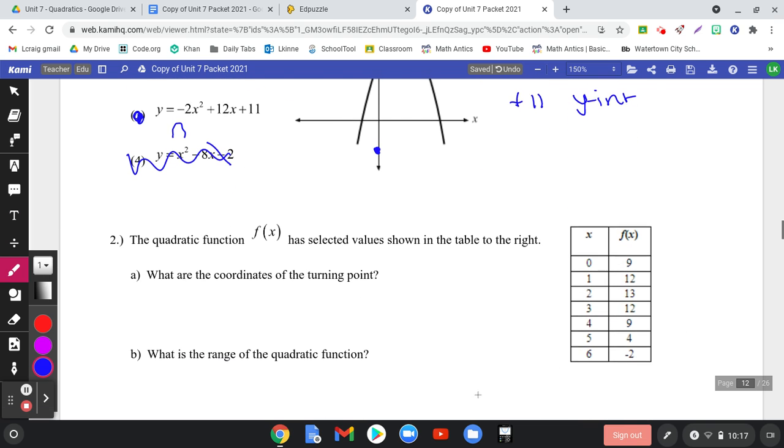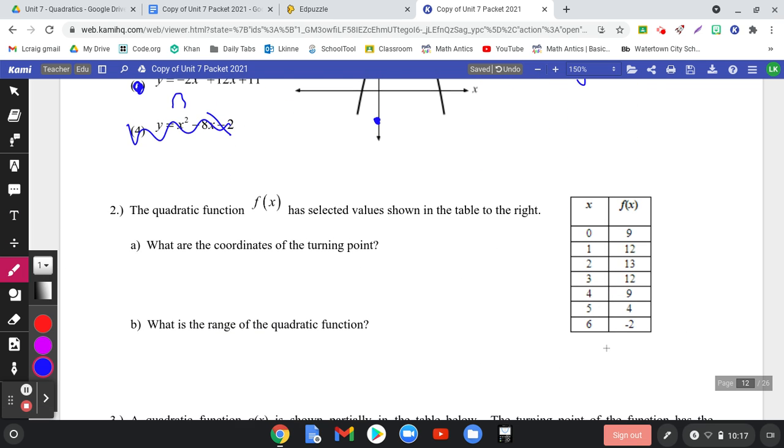All right, the quadratic function f of x has selected values shown in the table. It says, what are the coordinates of the turning point? Remember, when you're looking at a graph, if you have this U shape, it's not very smooth, but that's okay. Everything on each side matches up, right? So here's your vertex. Well, if you look, I see a 9 and a 9. I see a 12 and a 12. 13 doesn't have a match, so 2, 13 is your vertex.